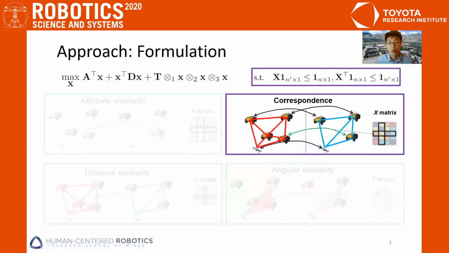In our approach, we first represent each observation as a graph with nodes denoting objects' attributes and edges denoting the distance between objects. Then we convert the correspondence identification problem into a graph matching problem. During matching, the correspondence of objects in two observations is represented as a matrix X, and the constraint on X is used to enforce the one-to-one correspondence of objects.